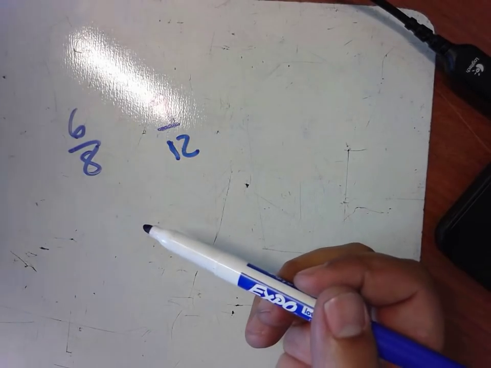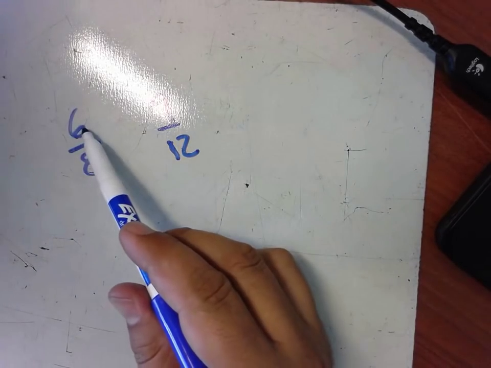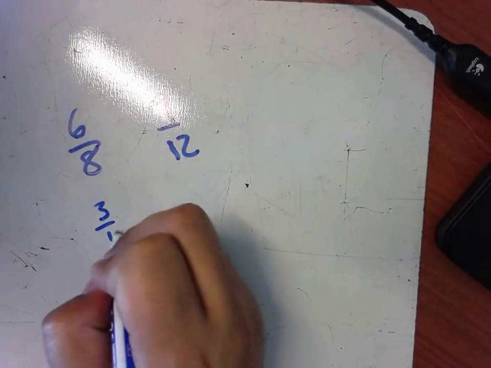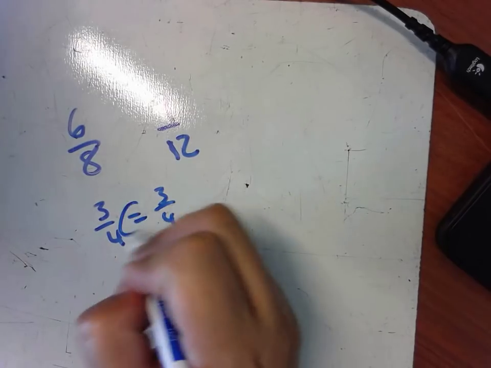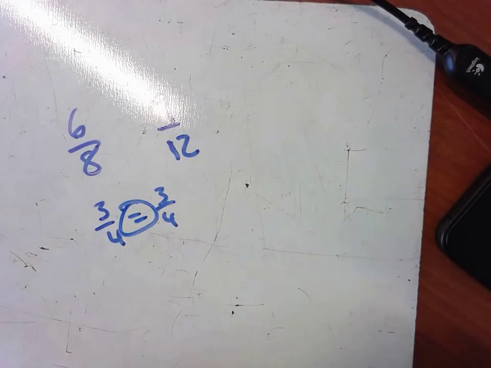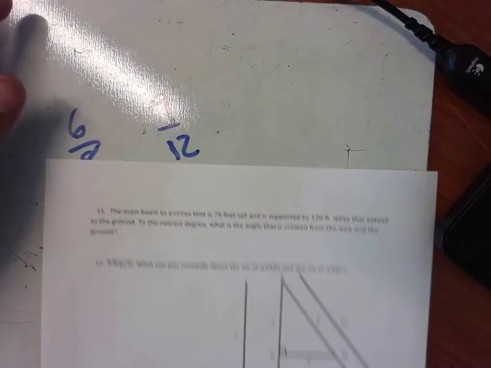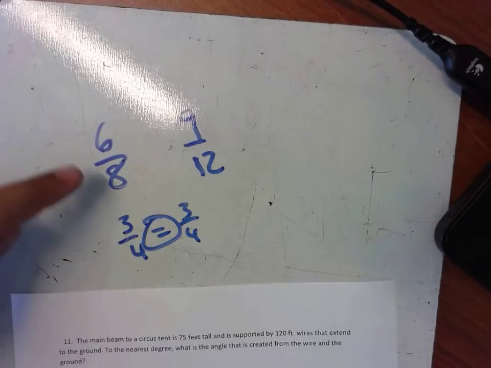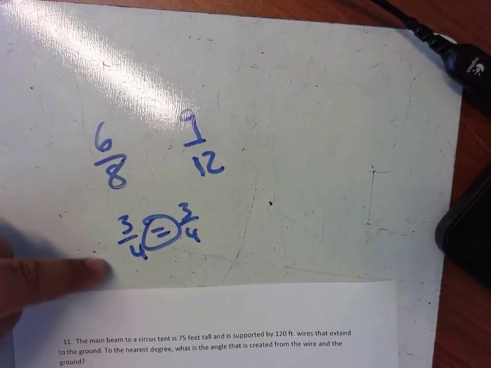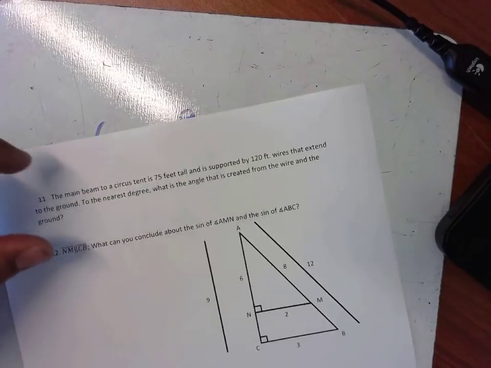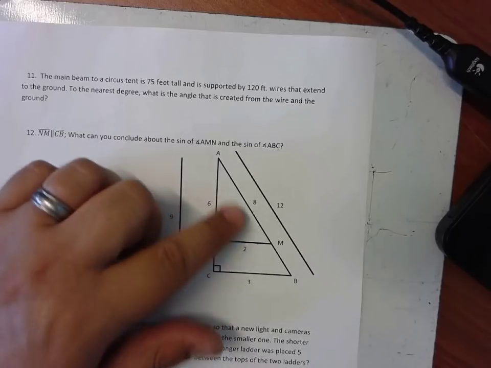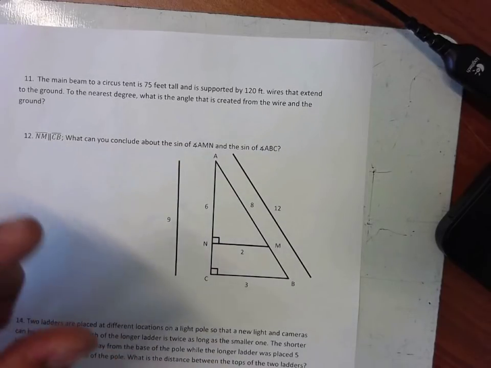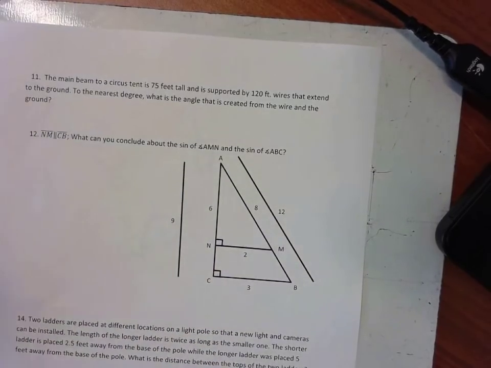Let's simplify and just check. This fraction simplifies to 3/4. This fraction simplifies to 3/4. What can you say about them? You can say they're equal. Trig is just a ratio of sides. Ratio is just a fraction. Simplify your fraction. There you go. If these two triangles are similar, their ratio of sides will be equal. That's dilation. This is similarities.